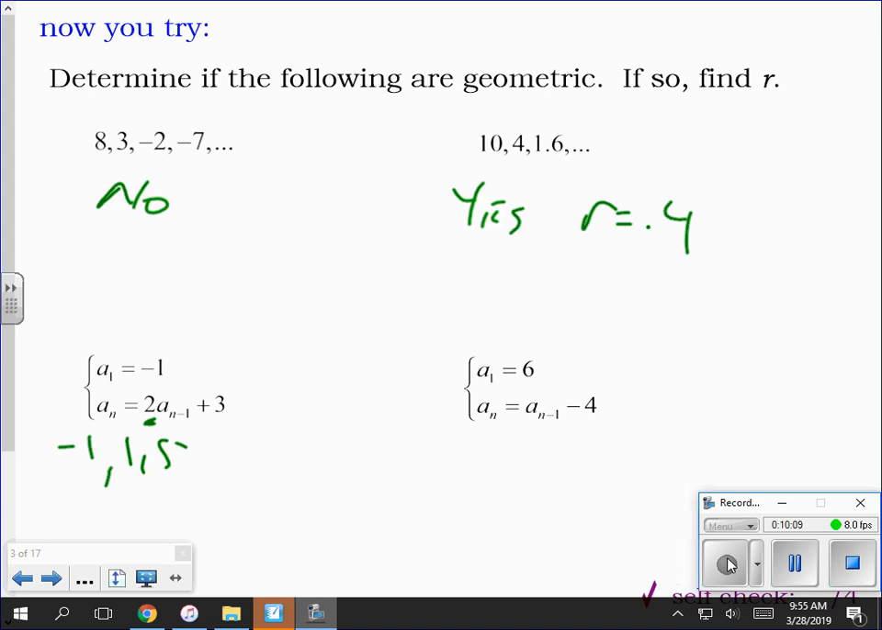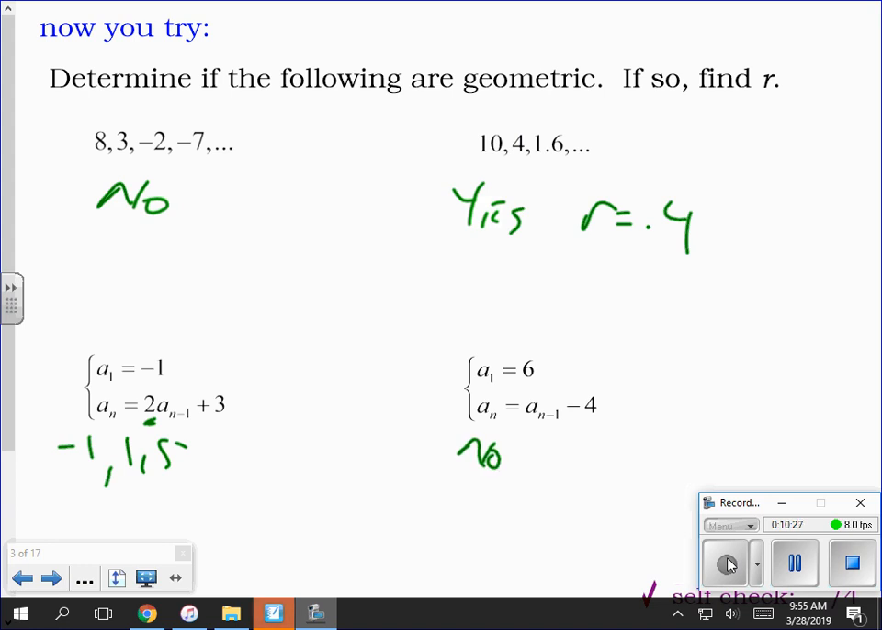So this one here, yes or no? This one's also a no, but this one is arithmetic, because all I'm doing is subtracting 4. So I'm going down by 4 each time. My D would be -4, but this is no, it's not geometric.